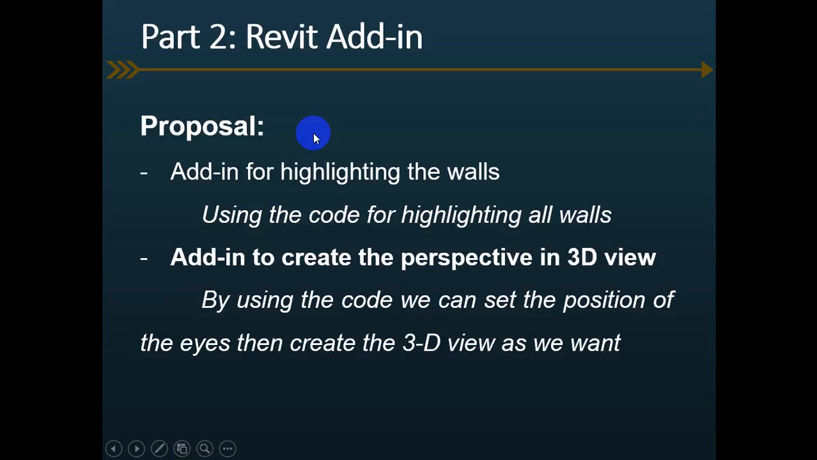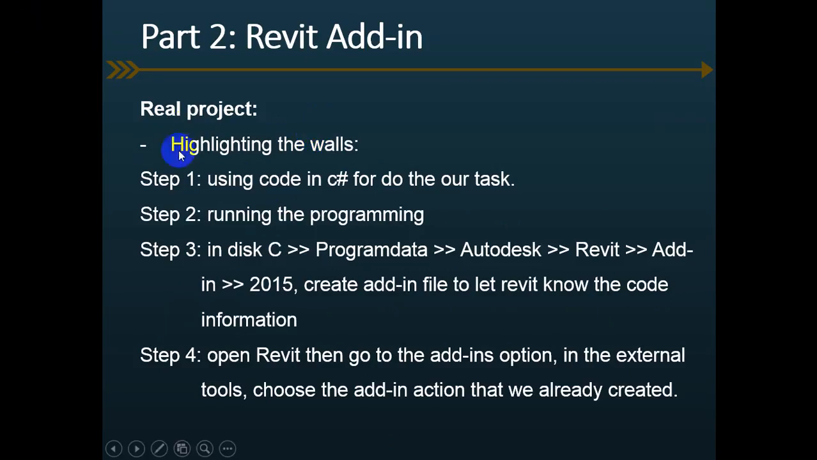So I'm going to talk about the editing part in the project. We plan to create two edits. The first edit is highlighting the walls, and the second is to create a perspective in 3D view. And this is our real project. This is the procedure for highlighting the walls.